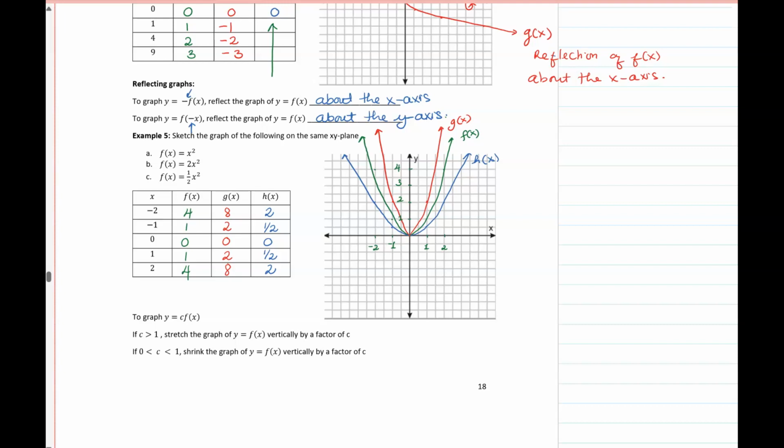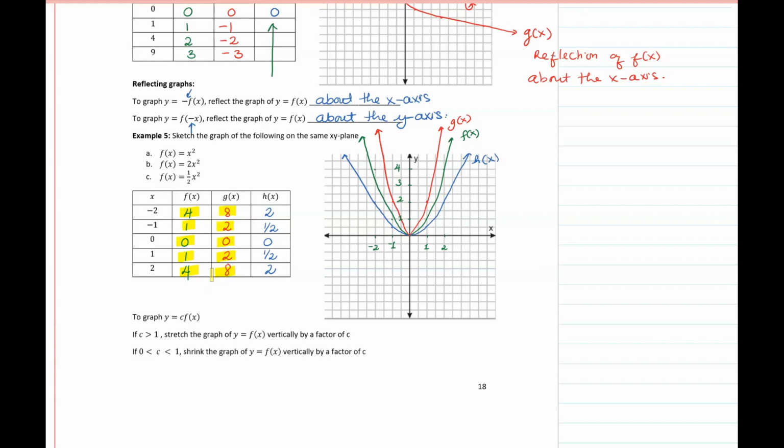The graph of y equals c times f of x. So we multiply the function by a constant. If that constant is greater than 1, then stretch the graph of f of x vertically by a factor of c. So let's take a look at the vertical value for c greater than 1. The vertical value is right here. Note that you multiply the vertical value by 2, right? So then the graph gets narrower, so you stretch the graph.